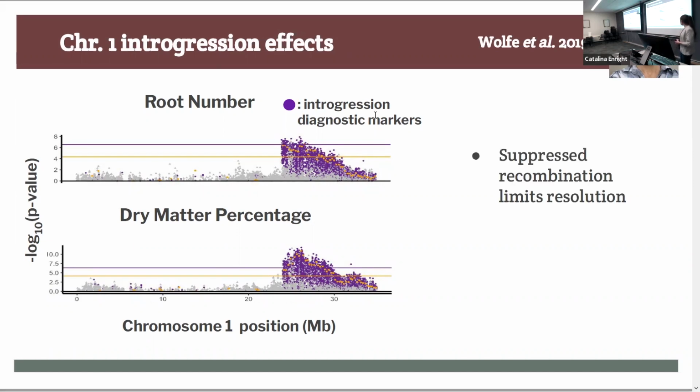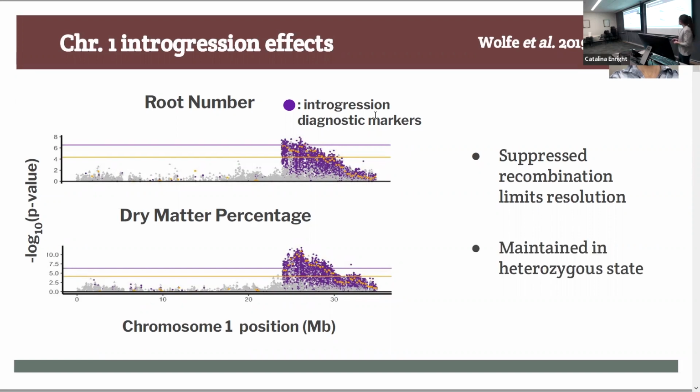However, they also found that there's suppressed recombination in the introgression region. So the introgression tends to be inherited as a big block, and that makes it difficult to break unfavorable linkages in this region. And it also limits the resolution for us to tell what's going on with the QTL of this region. And in addition, we find that there are almost no homozygous introgressed lines in advanced trials. So we see homozygous introgressed lines in early stage trials, but they get selected against very quickly.